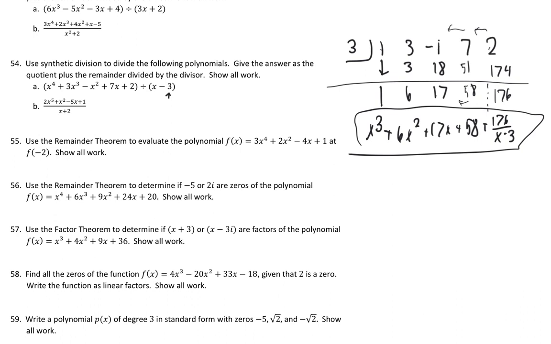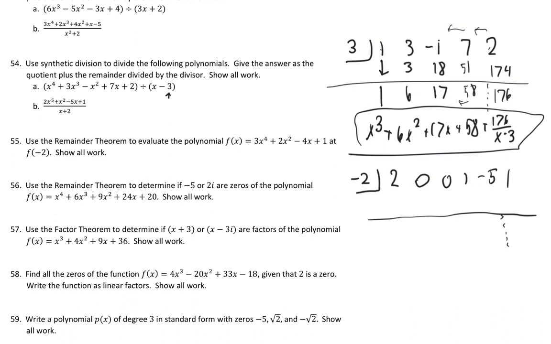This time our divisor for part B is going to be minus 2. Our coefficients are 2. You see how this is x to the fifth, and there's no x to the fourth or x to the third. So we're going to have to put zeros where we don't have one. So we don't have an x to the fourth. We don't have an x to the third. 1 for x squared, minus 5 for just the x, and 1. And whatever this is going to be the last one, that's going to be our remainder.